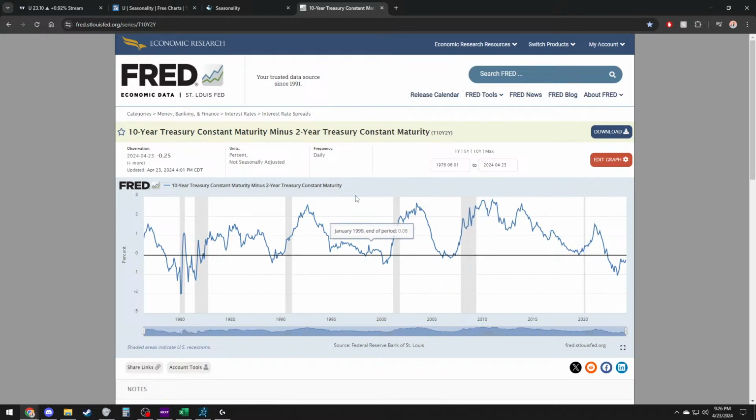I mean, again, the Fed could cut rates, pump more money into the markets and into the economy, and we don't have anything happen.